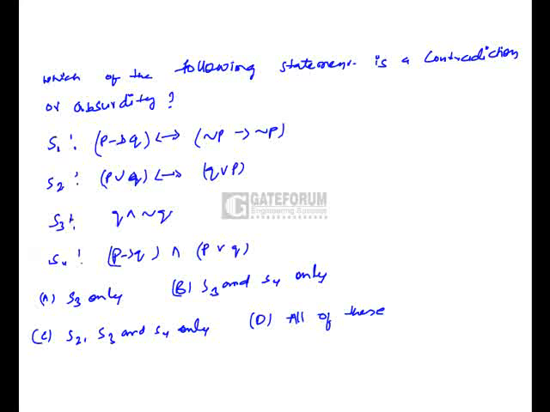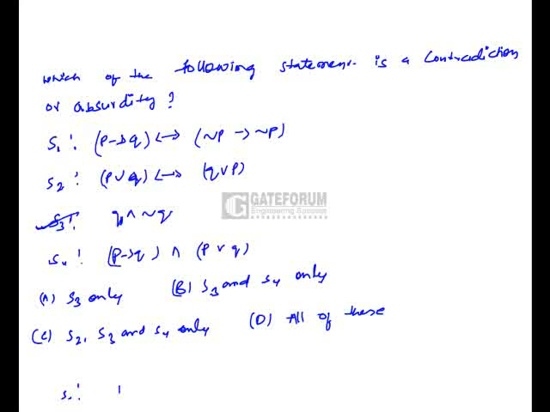So if we see the given compound statements, we can say that S3 is the contradiction. Why? Because the compound statement is Q and negation Q. If Q is true, negation Q will be false, and the AND operation is false if any one of them is false. So we can say this S3 is always a contradiction. So let us check S1.